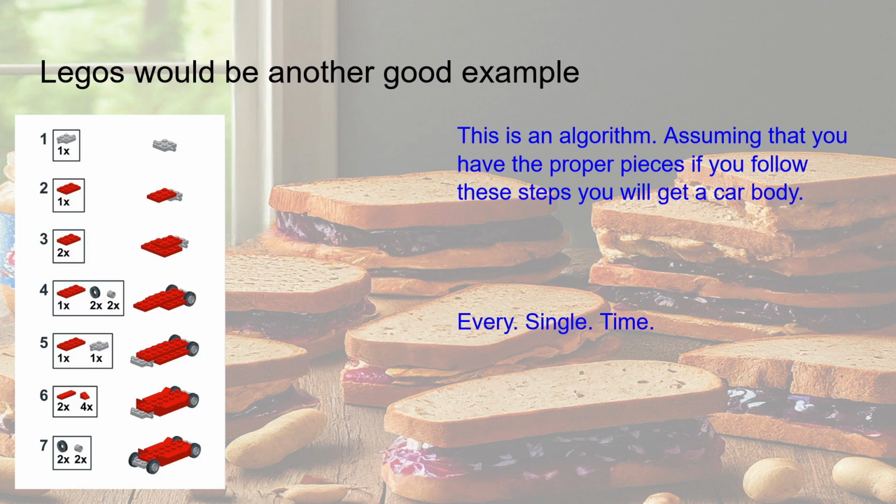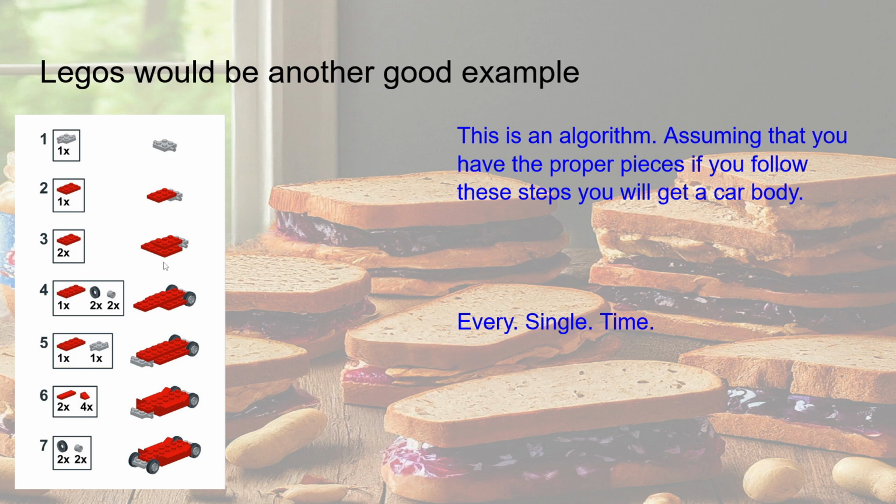Another good example of real world algorithms are Lego instruction sheets. This is, for all intents and purposes, an algorithm. It contains a sequence of instructions, and assuming that you have the necessary pieces, you can perform the steps. Pick up this piece, place it here. Get one of these pieces, put it there. Get 2 of these pieces, put them there.